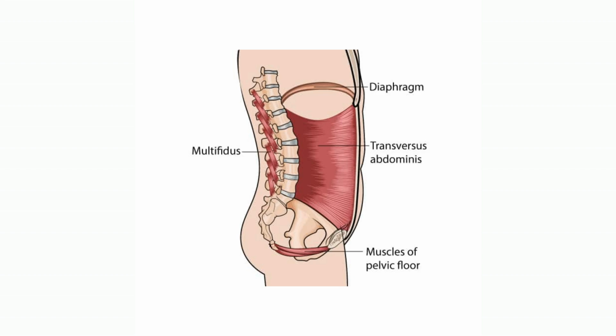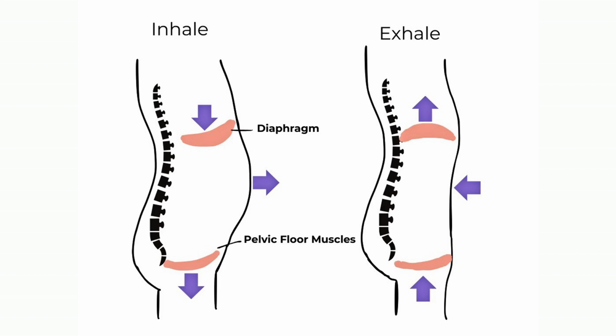So when the diaphragm goes up, the pelvic floor muscles are going to go up. And when the diaphragm goes down, the pelvic floor muscles go down. This will become very important as we do more training in the future. The other thing you can notice is the muscles in the front, which are the transverse abdominis, and the muscles in the back, which are the multifidus.